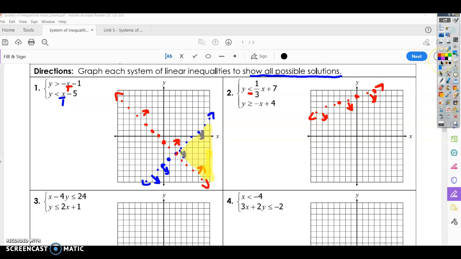All right, I'm going to look at the second inequality, +4. So I go 1, 2, 3, 4. And I have a slope of -1. So -1 over 1. So down 1, over 1, or I can go up and back.